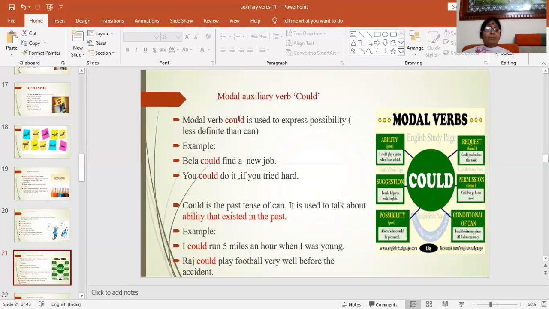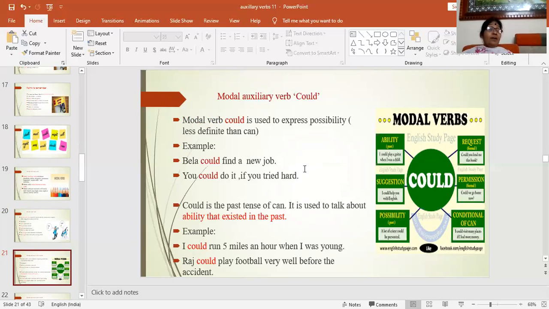For example, Bella could find a new job. There is a less definite possibility, right? You could do it. There is possibility, but not with complete authority that we are telling. If you tried hard, you could do it. Now, could is also the past form of can. It is used to talk about ability that existed in the past.